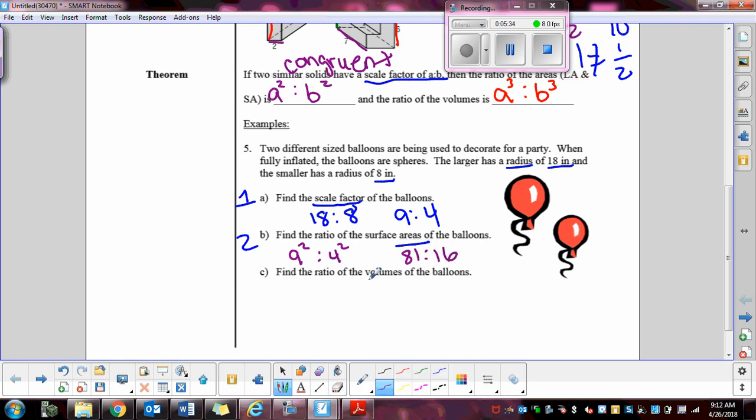And then the volume is the third dimension. And that one we're going to cube it. But we have to start with the first dimension and then cube it. So we're going to start with 9 to 4, and then we're going to raise it to the third power. 9 to the third power is 729. And then 4 to the third power is 64. Good.